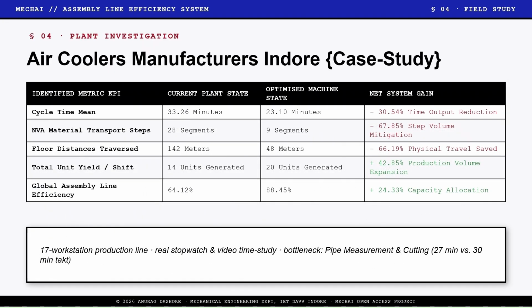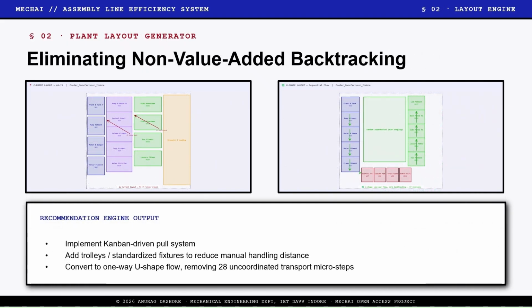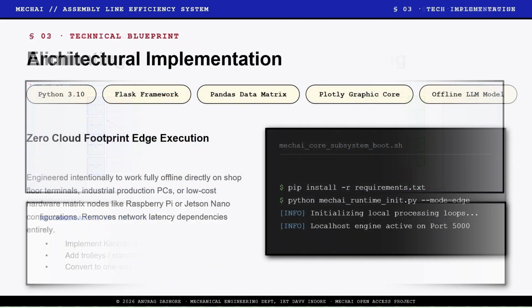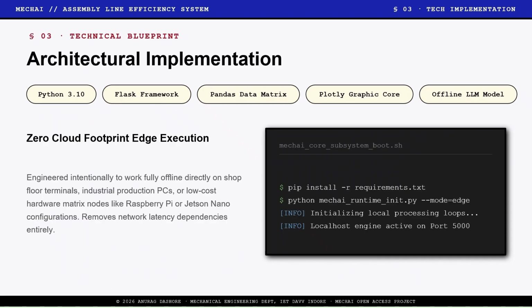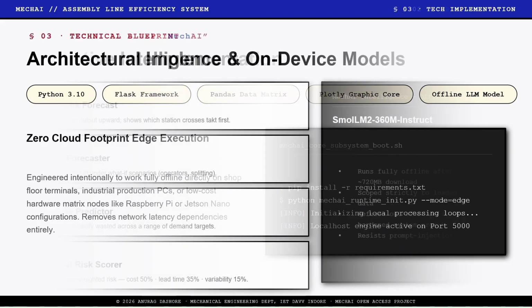The system instantly flags non-value-added backtracking, transforming complex factory floors into streamlined, one-way U-shaped layouts. In a real-world field study of an air cooler manufacturer, we targeted critical layout inefficiencies. The resulting optimization slashed physical material transport by 66%, while boosting unit yield by 42%.